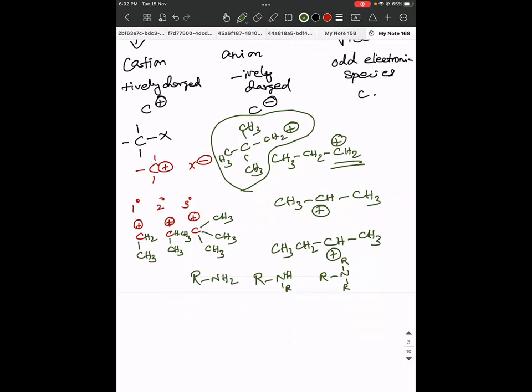When you look at the stability, tertiary carbocations are more stable than secondary carbocations, which in turn are more stable than primary carbocations, which in turn are more stable than the methyl cation. What is the reason? See, all the carbocations have what hybridization? Organic chemistry hybridization is simple, no need of calculation. You look at the carbon, how many atoms it is attached to.